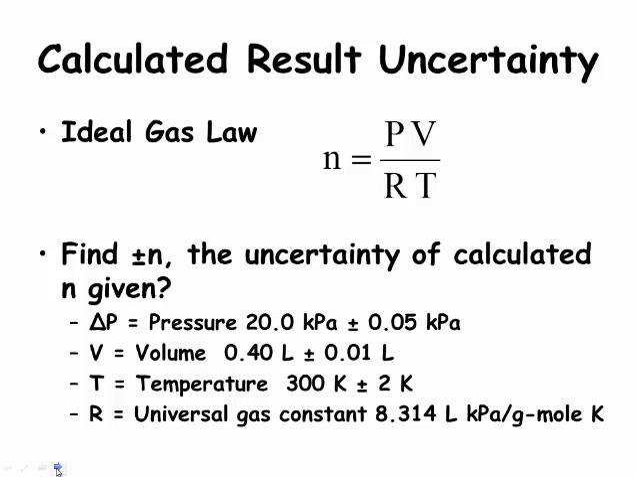In this problem, the typical delta P pressure is 20.0 kilopascals, and the pressure measurement uncertainty is plus or minus 0.05 kilopascals. The rigid container we are using has a volume of 0.40 liters, and the volume measurement uncertainty is plus or minus 0.01 liters. The typical temperature is 300 degrees Kelvin with a measurement uncertainty of plus or minus 2 degrees Kelvin.